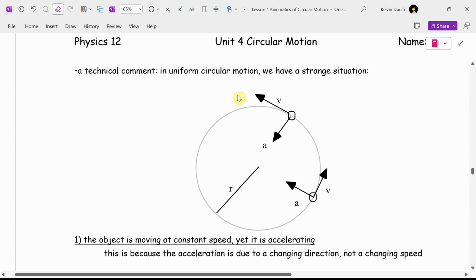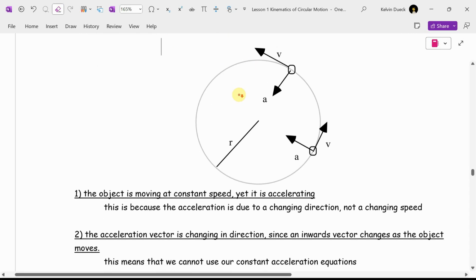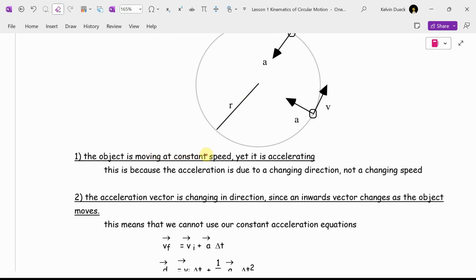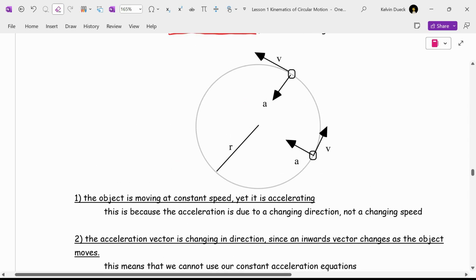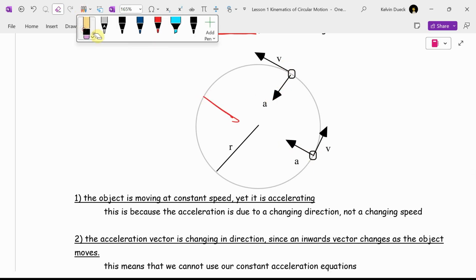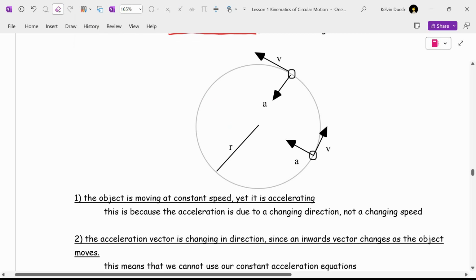So I have to be a little technical. In uniform circular motion, when we're moving in a circle and we're not speeding up or slowing down, we have a weird situation. The object is moving at a constant speed, but it is accelerating. How? The acceleration is changing the direction, not changing the speed. And the acceleration vector is changing in direction. You can see here it's pointing up and left, here it's pointing down and left, here it will be pointing down and right. The direction is constantly changing, which means this is technically a changing acceleration.